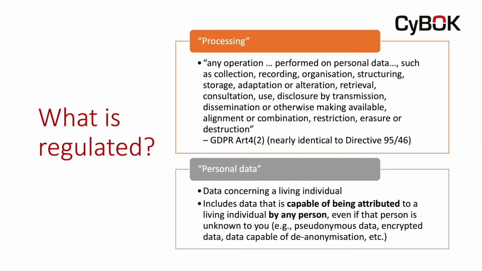The question naturally becomes, are we processing personal data? All right. So personal data is data concerning a living individual. Personal data includes data capable of being attributed to a living individual by any person, even if that person is unknown to you, even if it's somebody else. In practice, this means that pseudonymous data, encrypted data, any data capable of de-anonymization by anybody, anywhere, is personal data. It's not enough to say, but I can't.